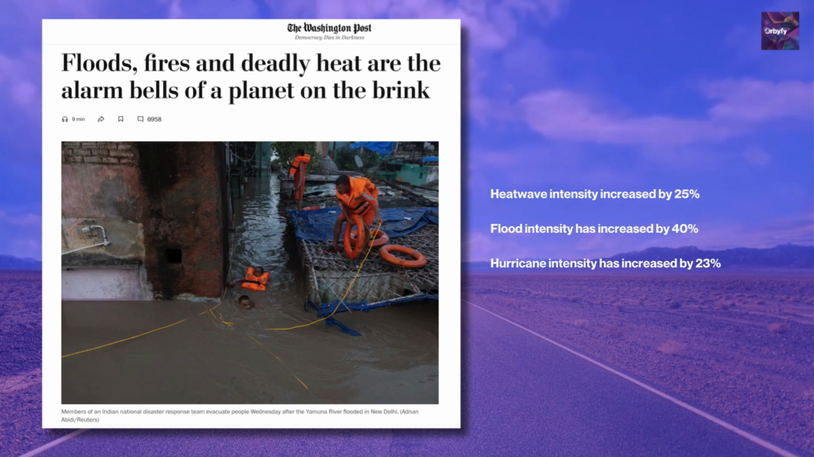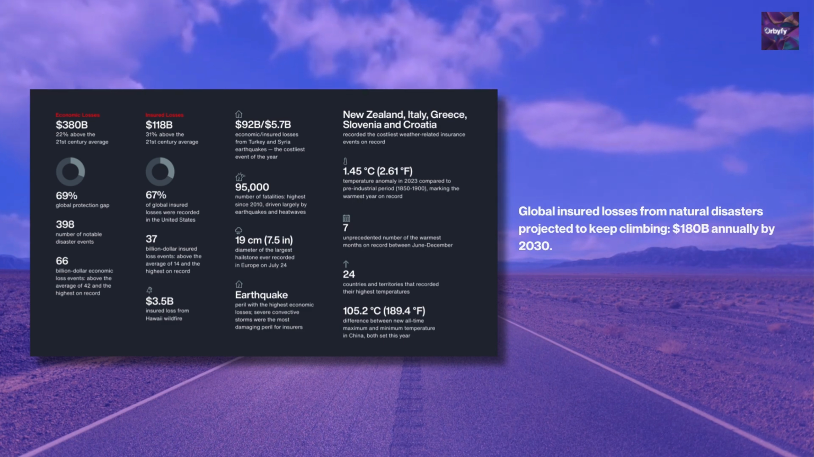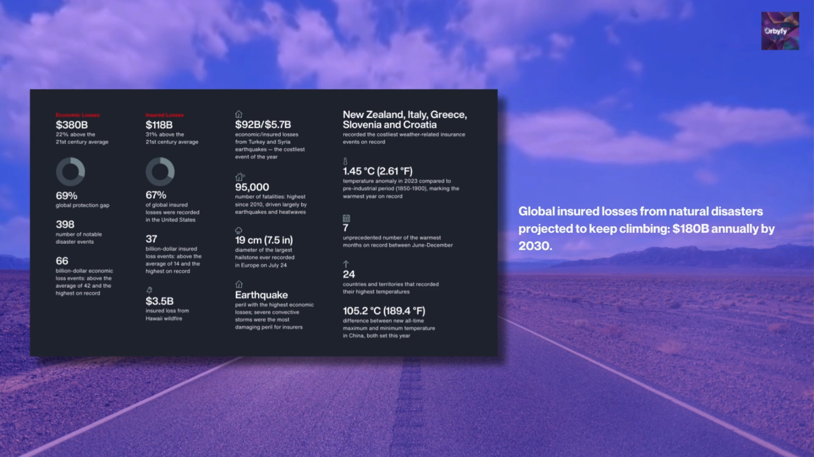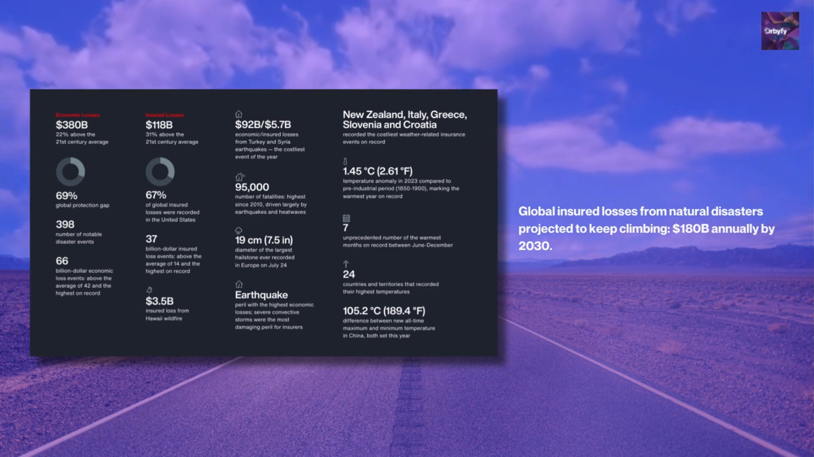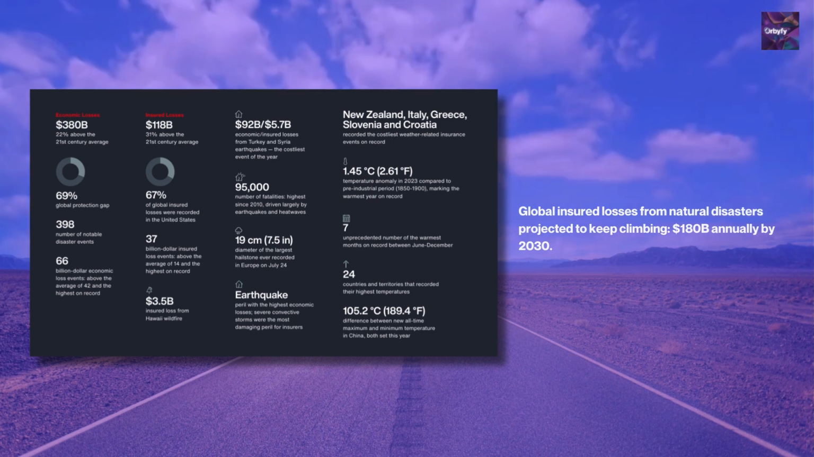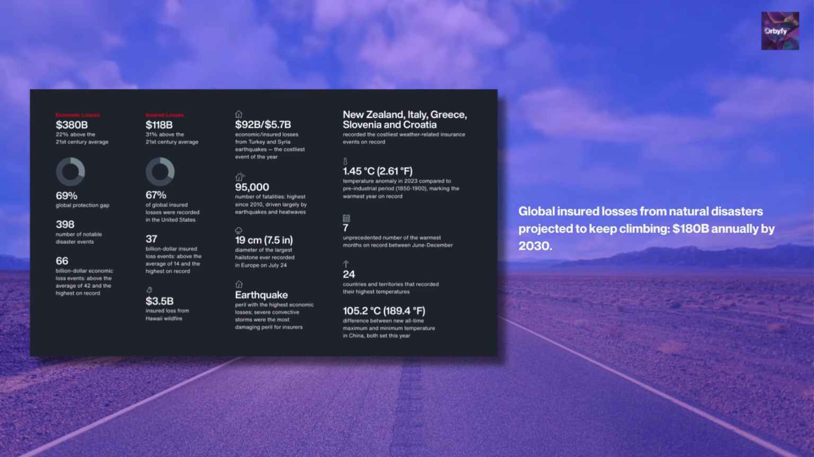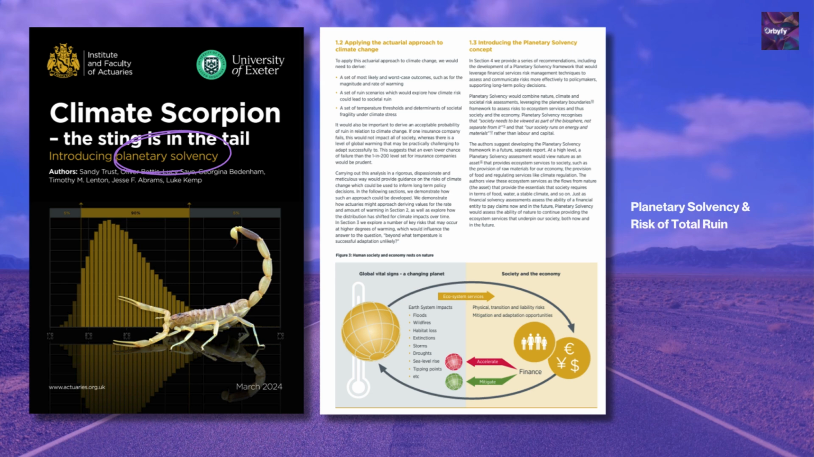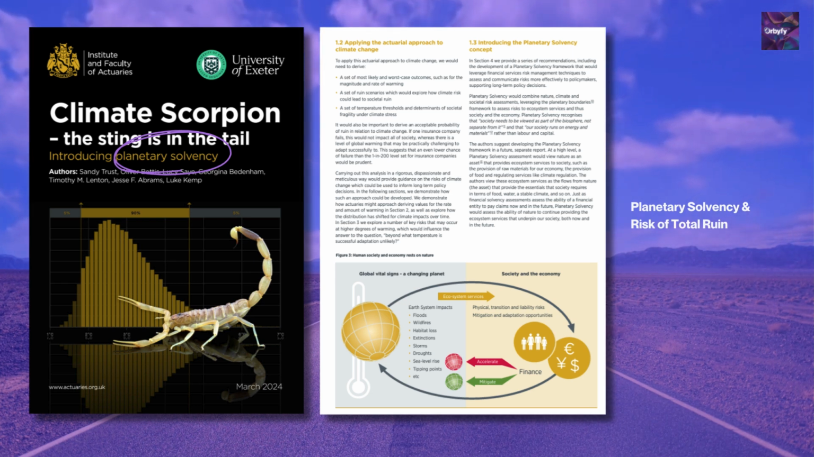It's all an increase. And what this means is global insured losses from natural disasters are projected to reach $180 billion annually by 2030, with a significant portion impacting properties financed by banks. But moreover, it affects everyone in terms of not being able to get insurance for your home or higher insurance rates. I recently read a paper published by the University of Exeter in the UK, and it was aptly called Climate Scorpion, right? The sting in the tail.